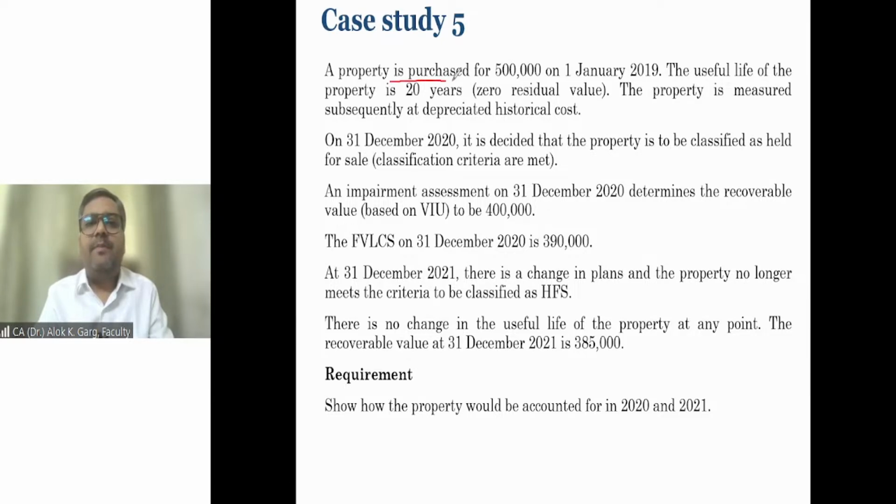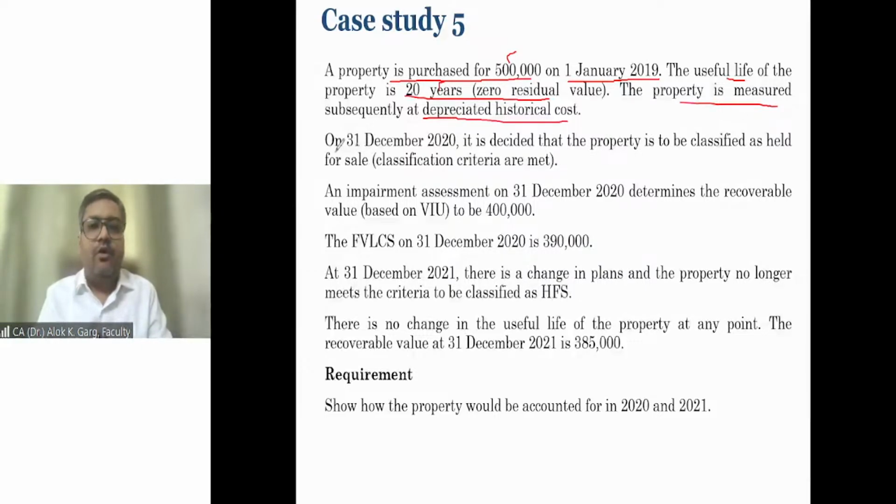A property is purchased for rupees 5 lakh, cost is 5 lakh, on 1st January 2019. Date of purchase is 1st January 2019. The useful life of the property is 20 years, no residual value. The property is measured subsequently at depreciated historical cost, meaning cost model. It means 5 lakh is the cost, 20 years is the life, 25,000 per annum is the depreciation.